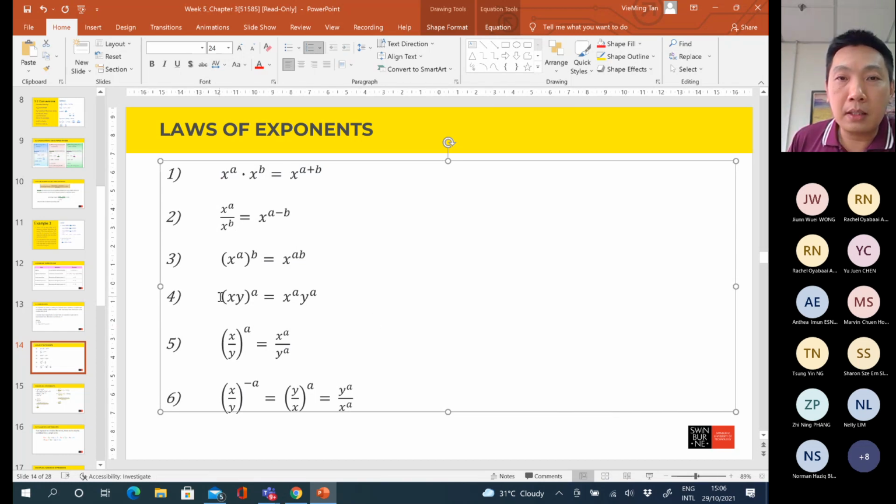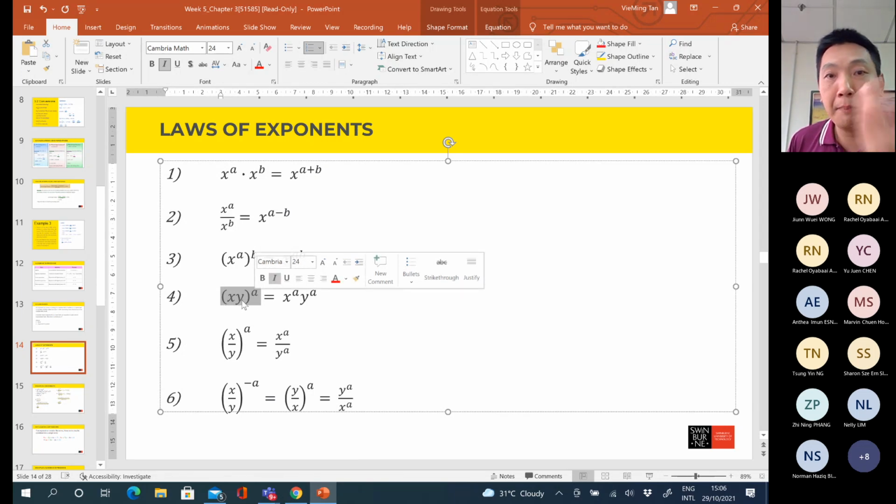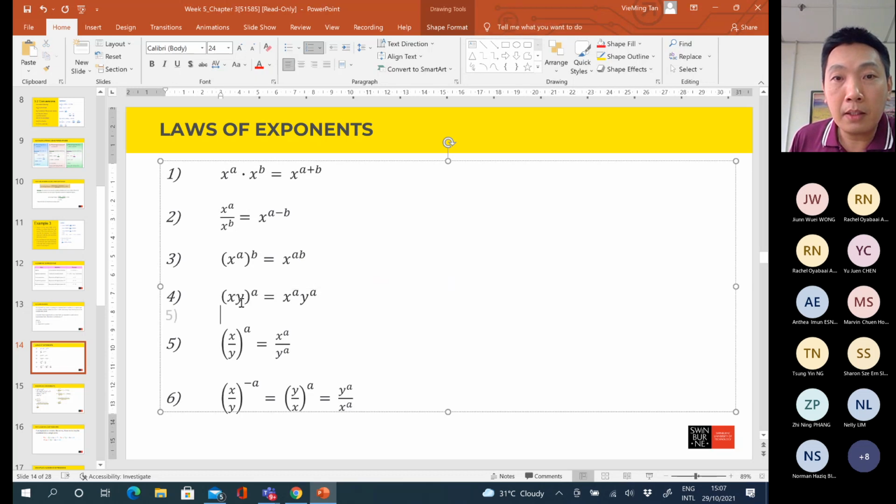Then how about this one: x multiply y and then power a. What is the meaning of this? Because x and y are different symbols, one is apple, one is orange, and then the bracket has power a. If you're asked to remove the brackets, that means this is x power a multiply y power a. This power a is shared by both x and y.